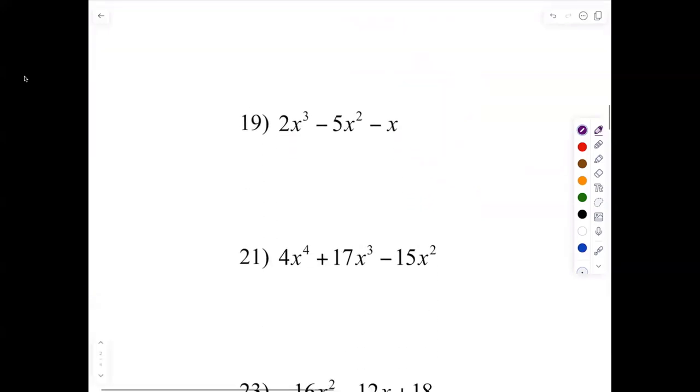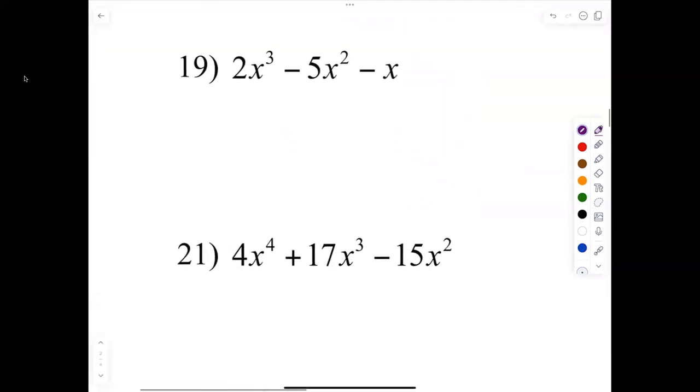All right, here we go. Number 19. What do we got? x, thank you. Common x. What do we got now? 2x squared minus 5x minus 1. Okay, Camille. What's the problem now? What's the problem on this one?